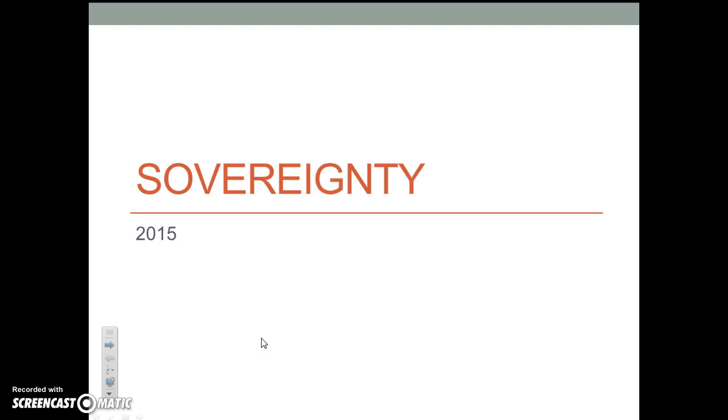Hello everyone, let's talk a little bit about sovereignty. Now, this is one of those tricky concepts that it really helps if you get it right from the very start. So we're going to tee this off by nailing down a few definitions.